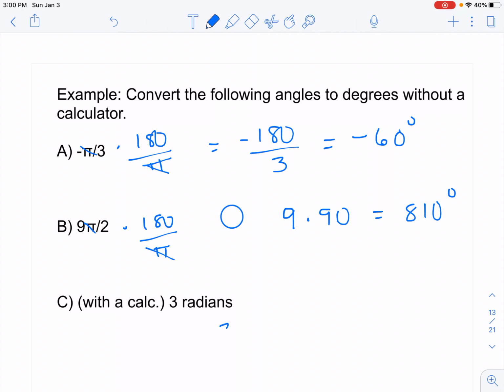3 radians is going to be 3 times 180 divided by pi. For this one, we do need our calculator. And I get 171.89 degrees.